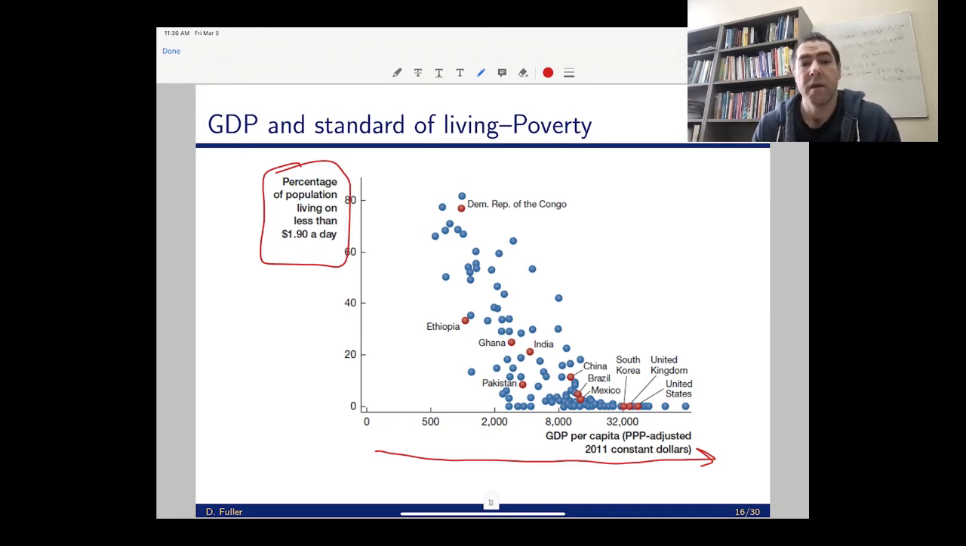So in this graph, we're looking at the percentage of the population that lives on less than $1.90 a day. And so what we see is that there's a lot of countries where more than half of the country lives on less than $1.90 a day in US dollars, and that's purchasing power parity adjusted. So imagine if you woke up every day and you basically had $2 to live on. What would life be like? It wouldn't be very good, right?